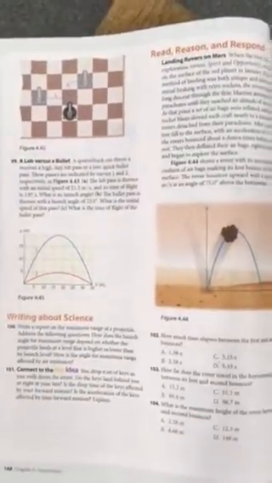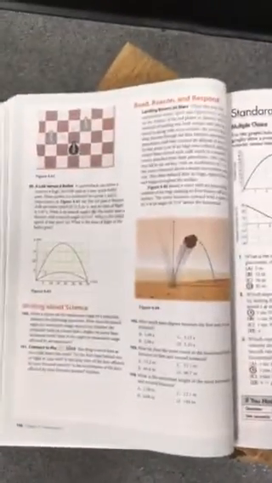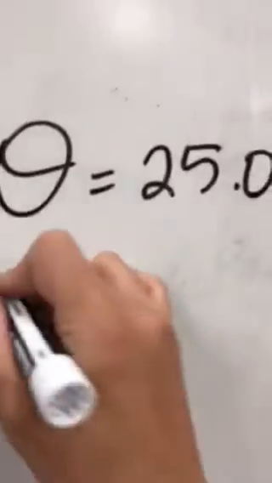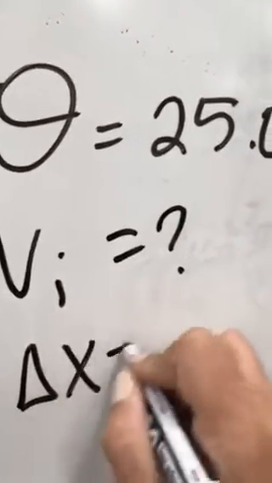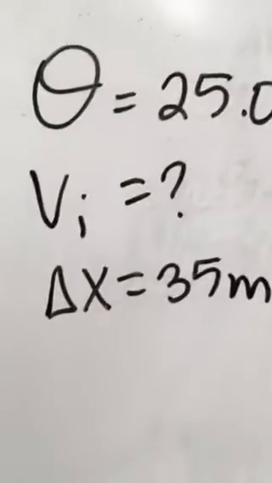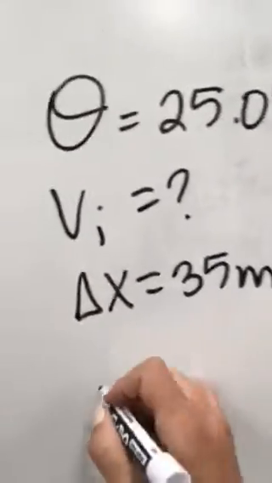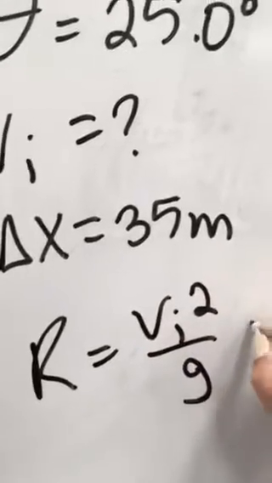Part B says the bullet pass is thrown with a launch angle of 25 degrees. And I know theta is 25 degrees. What is the initial speed of this pass? So I want to know the initial velocity. I again know that the range is 35 meters. Given what I know and what I want to know, the best formula here is actually my formula for range. So I've got range is v i squared over g times sine of 2 theta.